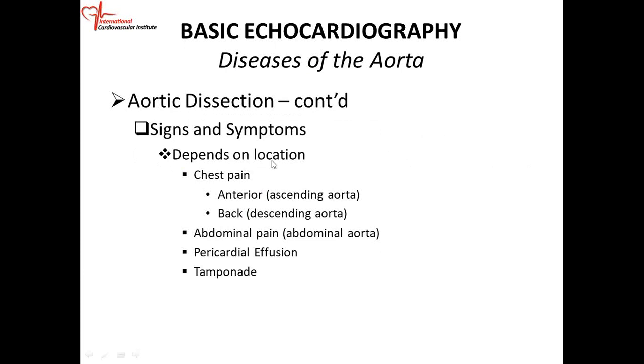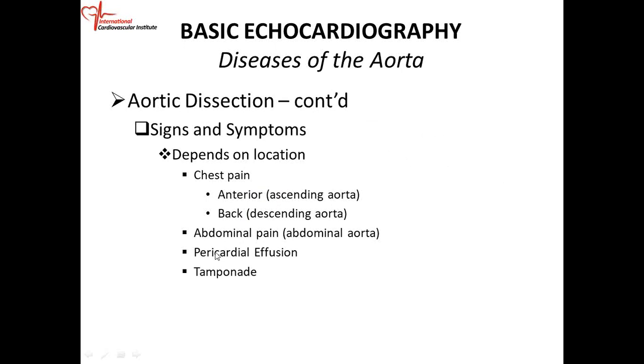It depends, of course, on the location, where it is located. If it's the ascending aorta, they will complain mainly of chest pain, anterior chest pain. If it's the descending aorta, they will complain sometimes of chest, but mainly back pain. Okay, and they will tell you it feels like a rip, a sharp stabbing pain. Okay, if the dissection is in the abdominal aorta, then they will complain of abdominal or lower back pain.